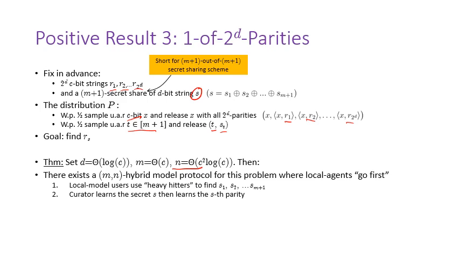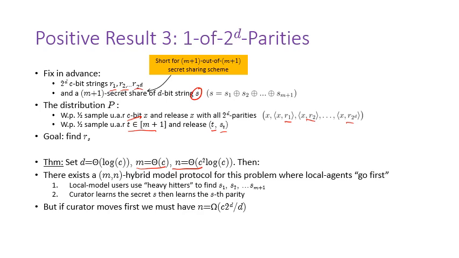Now that the local models have learned all n+1 shares, we XOR them together, we find S, and now the curator has enough points in her dataset to learn the parity indexed by this secret S. So the protocol, once we know the local models move first and learn the secret, is very straightforward.